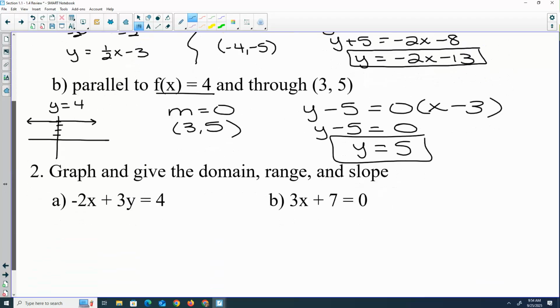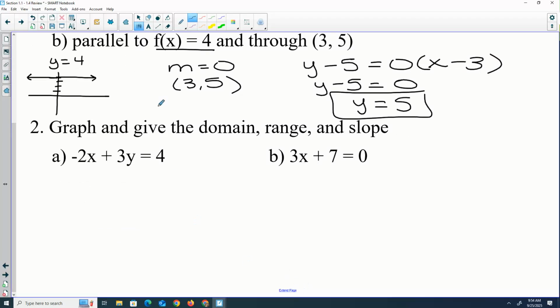Okay, we should also be able to graph our lines and give domain, range, and slope. I kind of practiced that there, but let's do a couple more. If I want to graph this, what should I do first? We need our slope, so add over the 2x. Divide everything by 3. So y is 2/3 x plus 4/3.